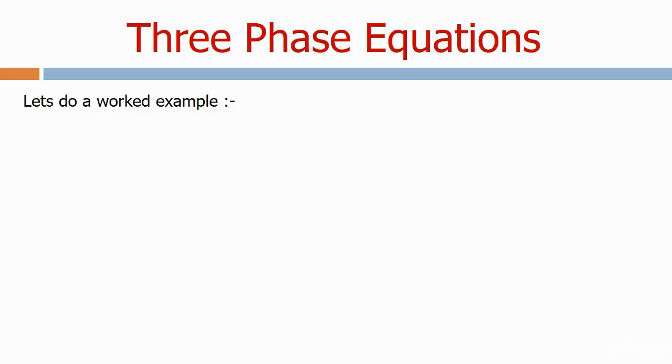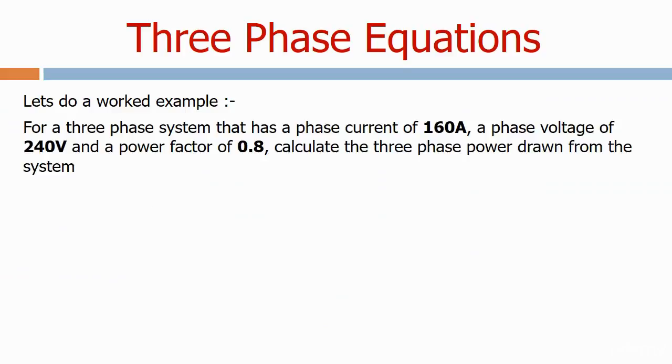Let's do a worked example. For a three-phase system that has a phase current of 160 amps, a phase voltage of 240 volts, and a power factor of 0.8, calculate the three-phase power drawn from the system. From the previous slide, three-phase power equals 1.73 times the line voltage times the phase current times the power factor.